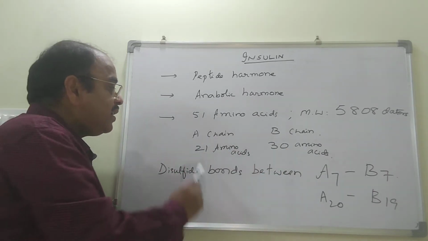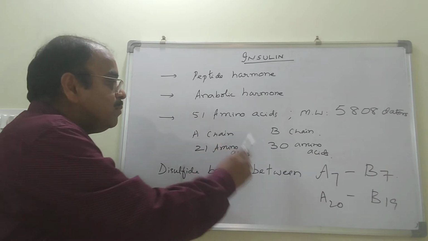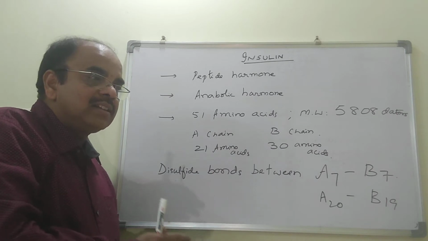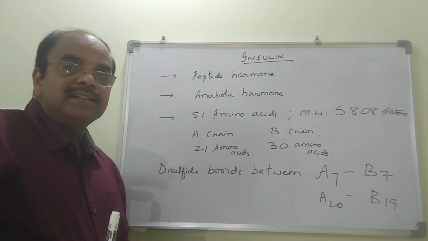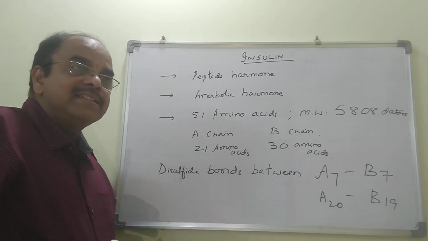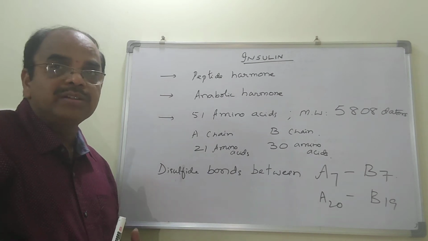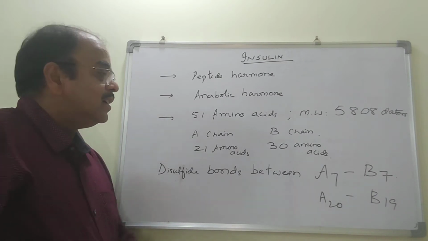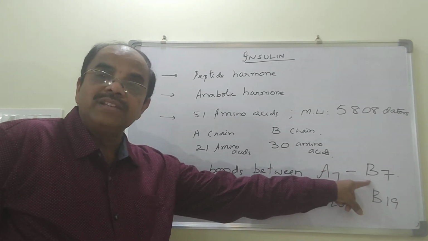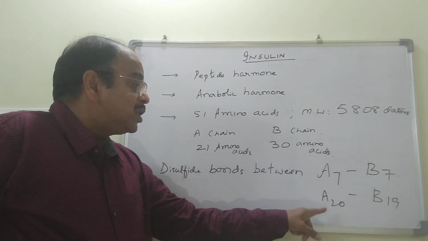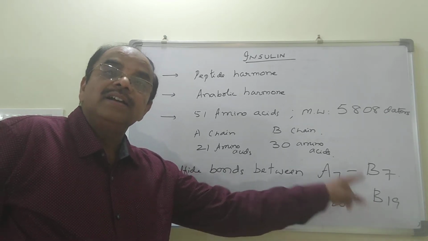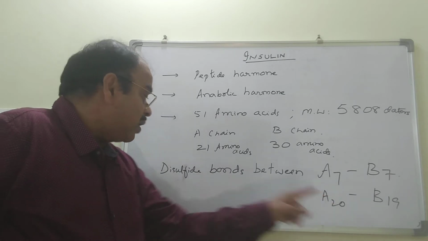Chain A has about 21 amino acids. Chain B has about 30 amino acids. A few of these amino acids are sulfur containing amino acids like cysteine and methionine. These sulfur containing amino acids help to form the disulfide bonds between the A chain and B chain. The seventh amino acid of the A chain links with the seventh amino acid of the B chain by disulfide linkages. The 20th amino acid of the A chain links with the 19th amino acid of the B chain by the help of disulfide bonds.